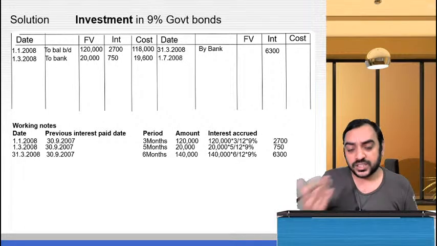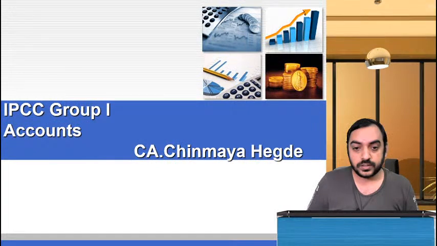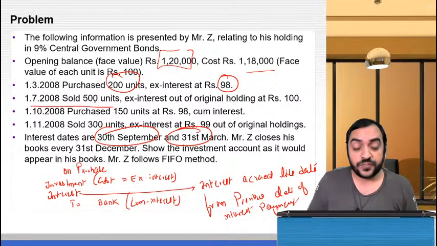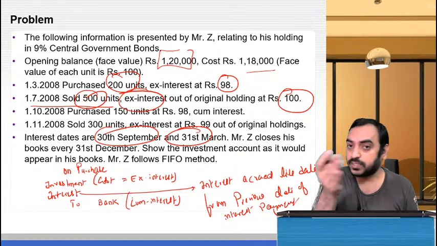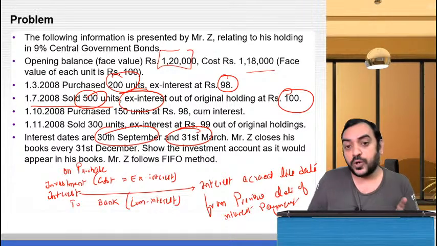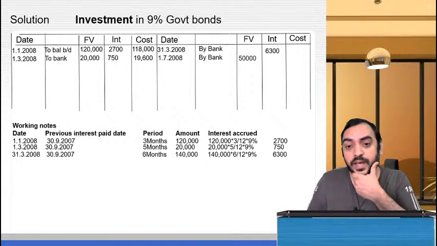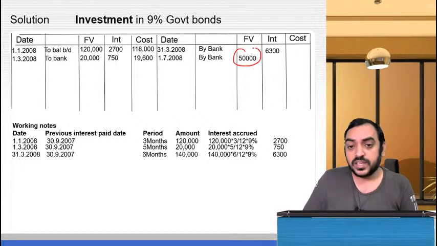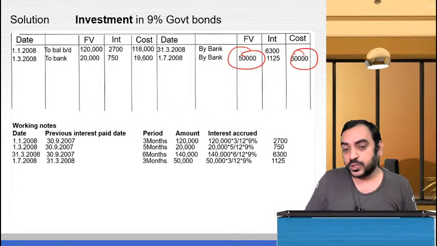Okay. Now, next transaction on 1st of July 2008, you sold 500 units at 100 ex interest. So your selling price 500 into 100, 50,000 ex interest. Interest also will have to compute. On buy also you have to compute interest. On sale also you have to compute interest. So to bank, the ex interest portion 50,000, 500 into 100 and interest accrued till date.